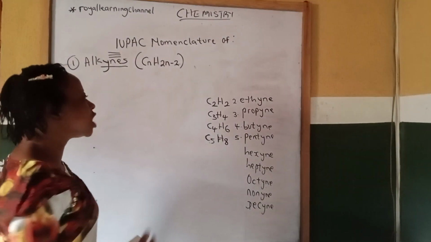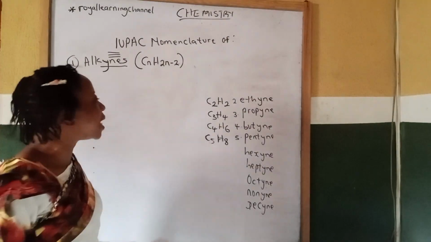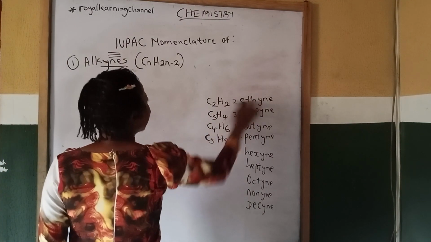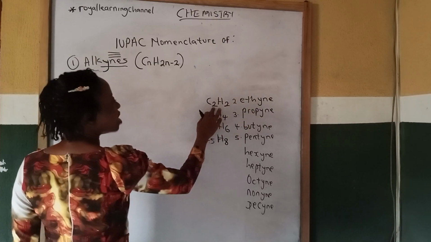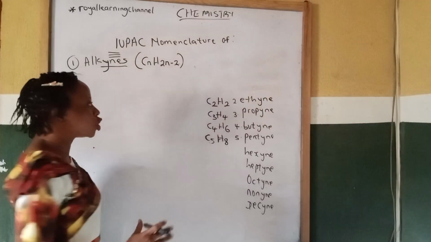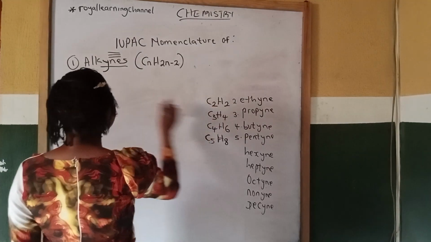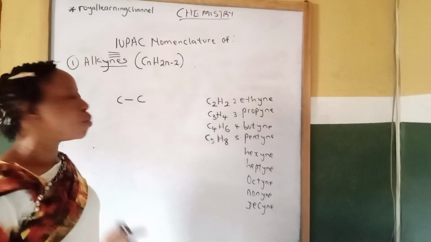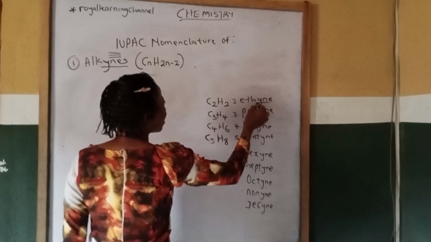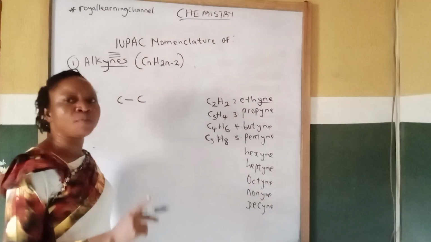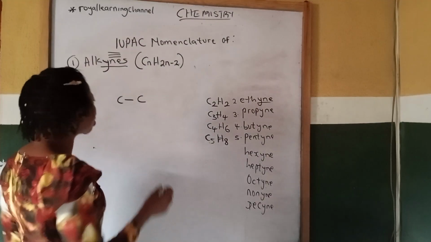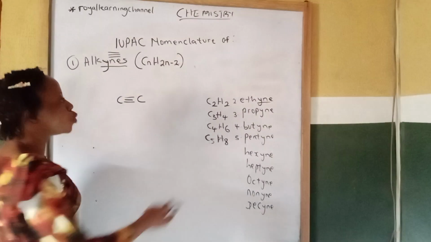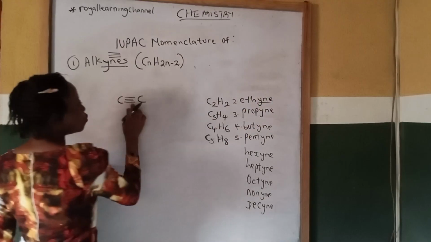Then, how can we draw the structural formula for the following members of alkyne? Now, the molecular formula for ethyne is C2H2. How can we draw the structural formula? We have how many carbon atoms? 2. Then the carbon atoms must be joined together by what? By chemical bonds. Then the -yne, which is the triple bond, must exist in between what? In between carbon atoms. So we have to put our triple bond in between these two carbon atoms. Your -yne is the triple bond.